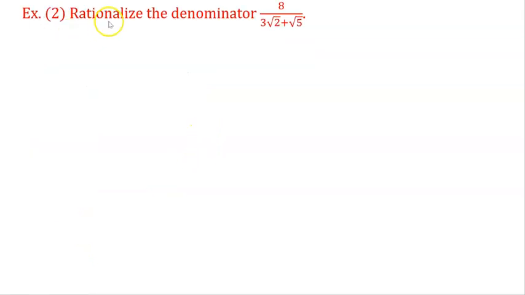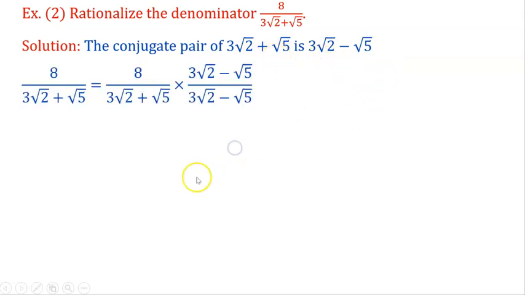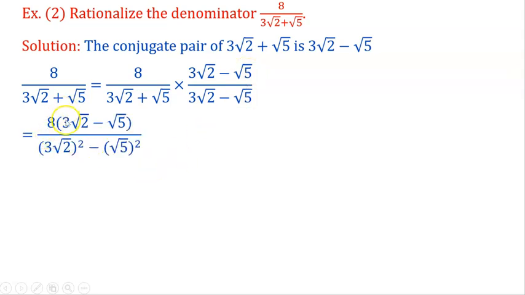Next example, rationalize the denominator 8 upon 3 root 2 plus root 5. The conjugate pair of 3 root 2 plus root 5 is 3 root 2 minus root 5. Therefore, multiply the numerator and the denominator by 3 root 2 minus root 5. Next, 8 into in bracket 3 root 2 minus root 5 upon 3 root 2 plus root 5 into 3 root 2 minus root 5.